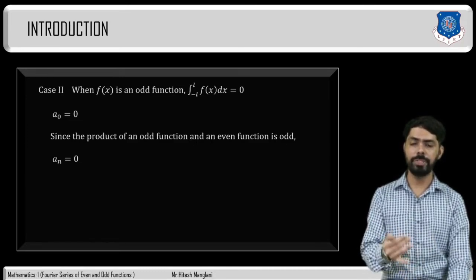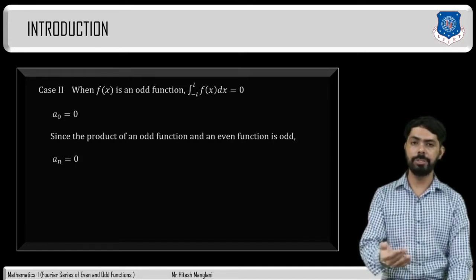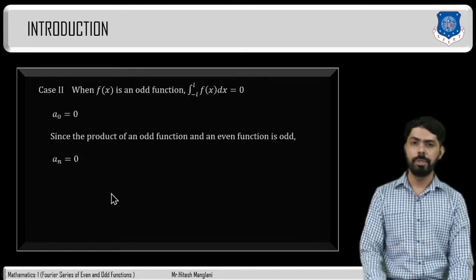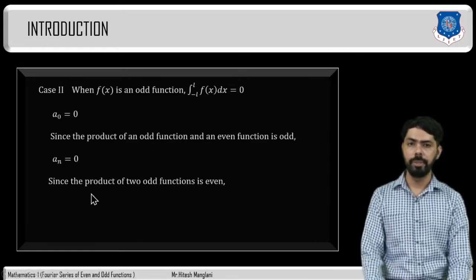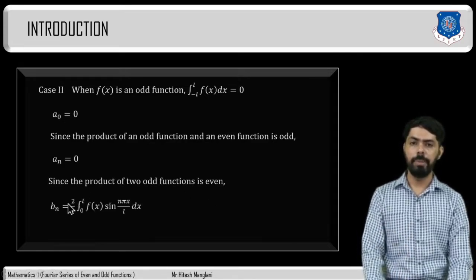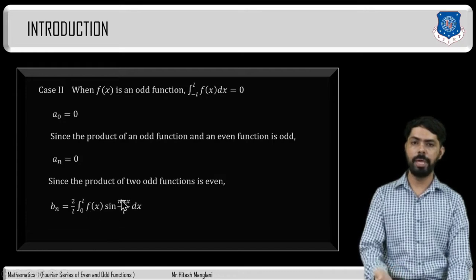So here f of x is an odd function and sin is also an odd function. So the product of two odd functions is even. Therefore, Bn will be 2 divided by L integration from 0 to L f of x into sin n pi x divided by L dx.